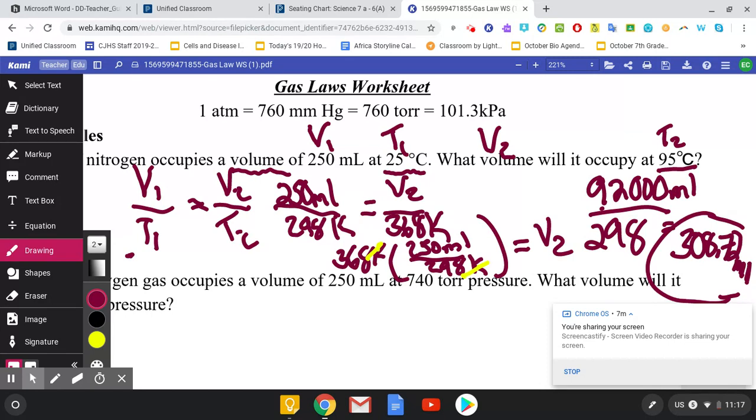So that's an example of Charles' law. I'm going to stop this video here and upload it as Charles' law. Then I will make a separate video for Boyle's law, question B, and a third video for the combined gas law, question C.